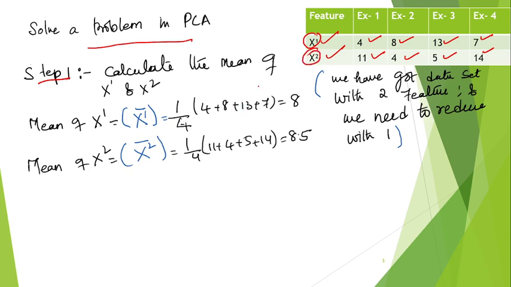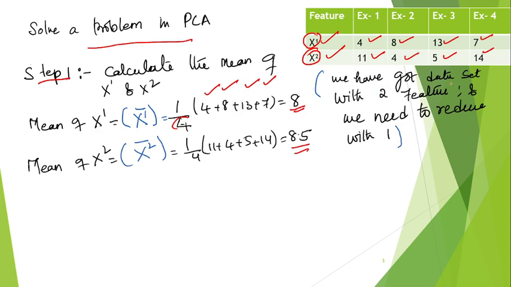So the mean will be 1 by 4, since there are 4 values. That becomes 1/4 times (4 plus 8 plus 13 plus 7). That sum is 32, and 32 by 4 becomes 8, and the other mean becomes 8.5. I have given you the direct answer.